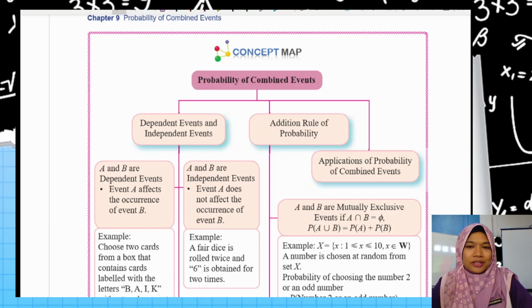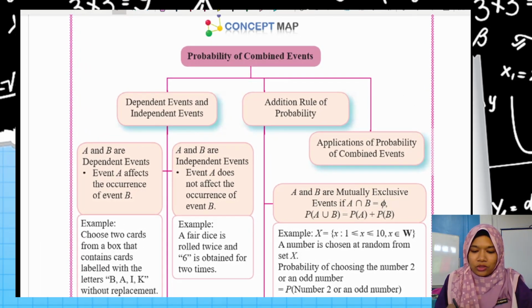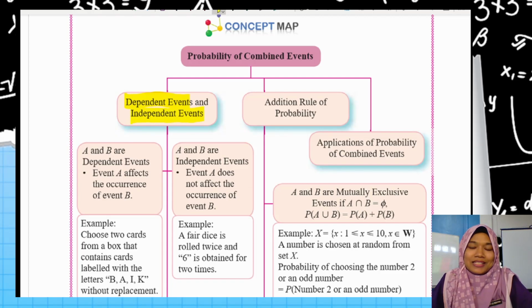So you will remember what is inside this topic. Probability of combined events: you have learned about dependent events and independent events. Do you remember what dependent events and independent events are? Dependent events are where you have two events, named event A and event B, and the first event will affect the occurrence of the second event.